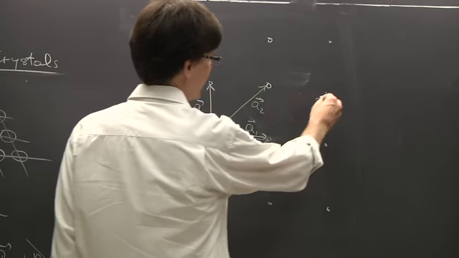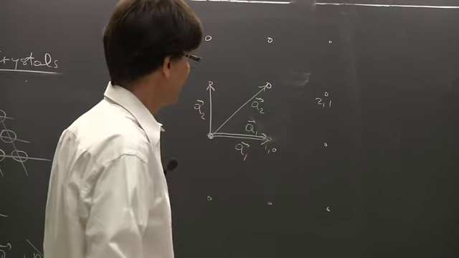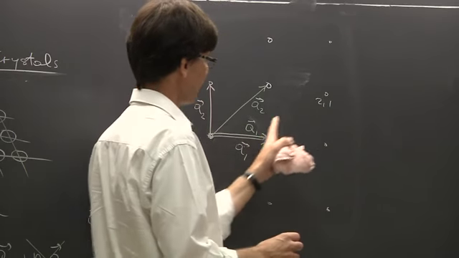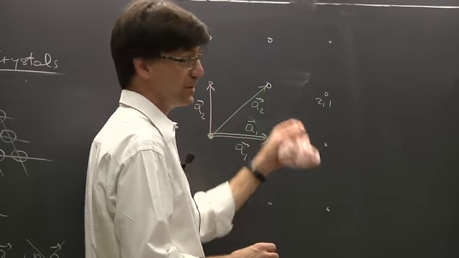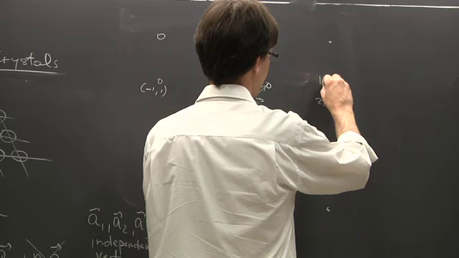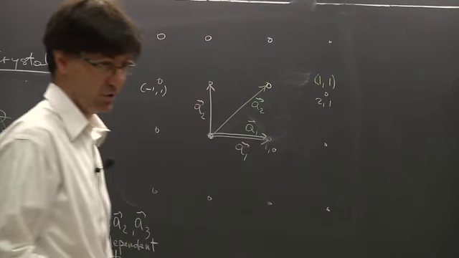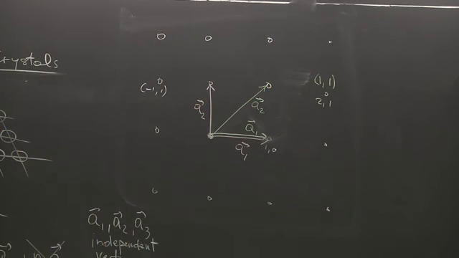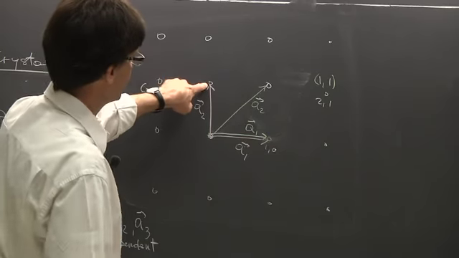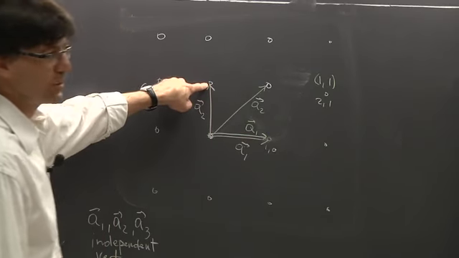For example, I can easily reach this point. Of course, in reaching this point, I have to do it by adding A1 and A2. So in my green notation, this is actually 1, 1. It's no longer 2, 1, right? And what about this one? How do I reach this point?